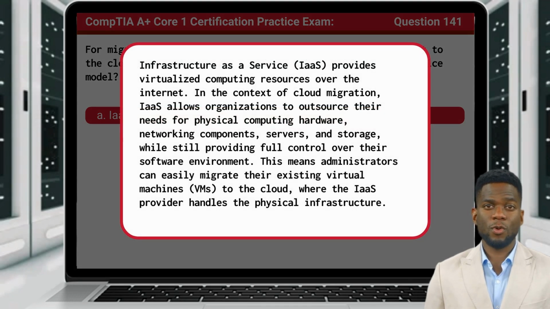Infrastructure as a Service, or IaaS, provides virtualized computing resources over the Internet. In the context of cloud migration, IaaS allows organizations to outsource their needs for physical computing hardware, networking components, servers, and storage, while still providing full control over their software environment. This means administrators can easily migrate their existing virtual machines to the cloud, where the IaaS provider handles the physical infrastructure.